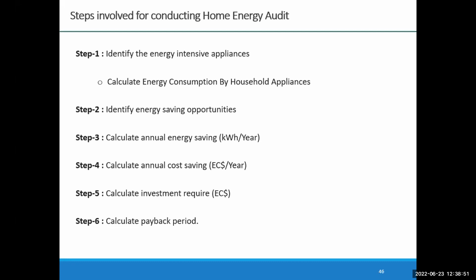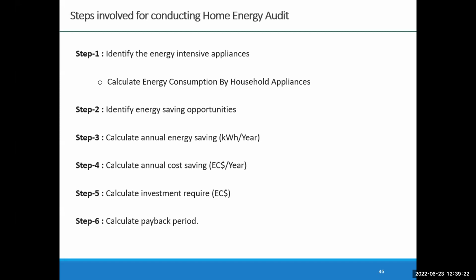Next step, step 5, is for the identified energy saving opportunities: what is the cost of investment? Say, for example, if you replace an old television, which is a CRT based tube television, with a new LCD based television, what will be the energy reduction? Those kinds of things, and what is the cost of investment of the new one, we can identify in step 5.